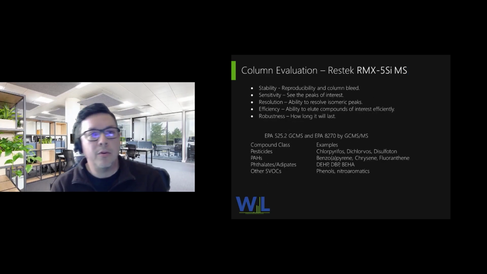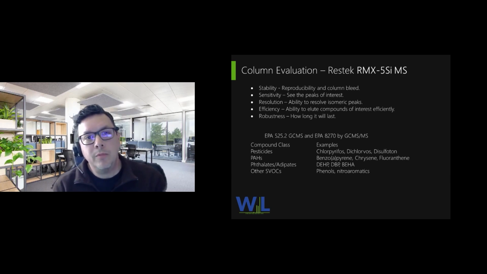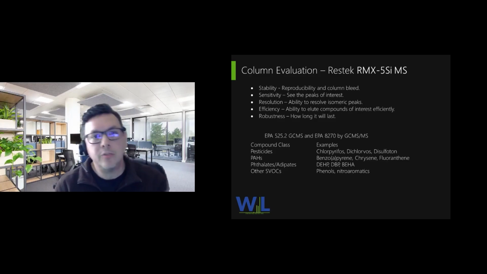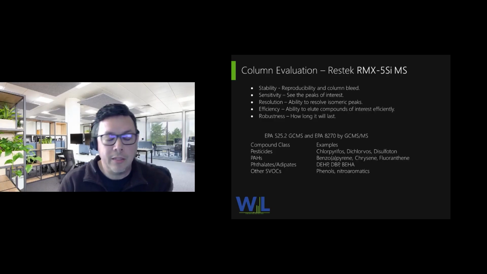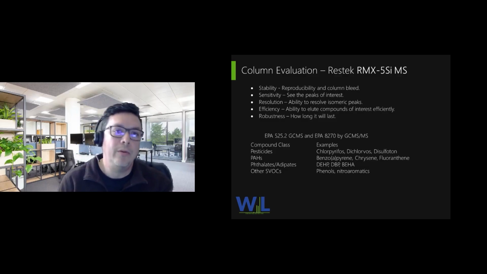I tested this column for a few features: stability, sensitivity, resolution, efficiency, and robustness. Stability, I needed this column to have low column bleed and be reproducible. I wanted my shots from one to another to be the same, while also having low thermal bleed. Sensitivity, I need to make sure the peaks I see are good enough for me to report. I need to see my reporting limit. For resolution, I need the ability to resolve a few isomeric peaks that behave pretty much identically, and even some non-isomeric peaks that coelute with each other.